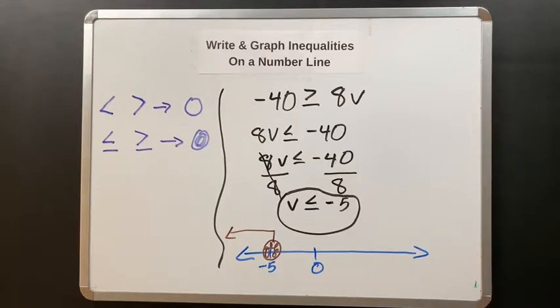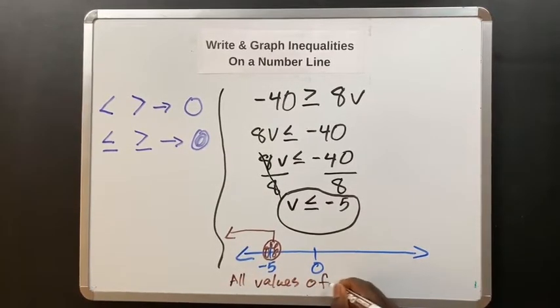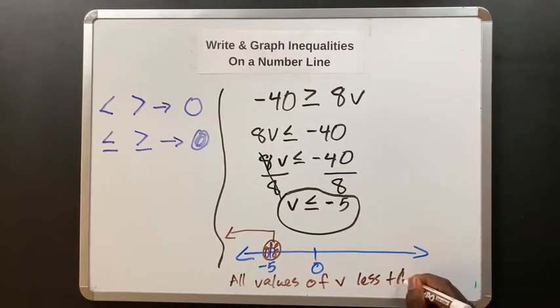Now let's write this answer also as a sentence. All values of v less than or equal to negative 5.